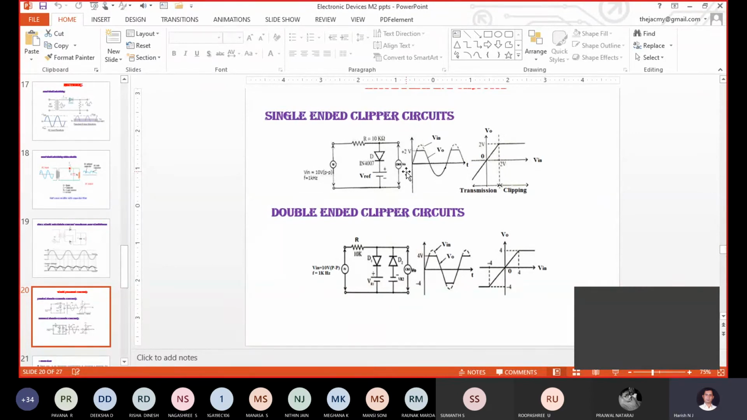Very small signal. No, sir. It is possible to do with the help of a practical diode. No, it's impossible. So this is once again the drawback of the PN junction diode.